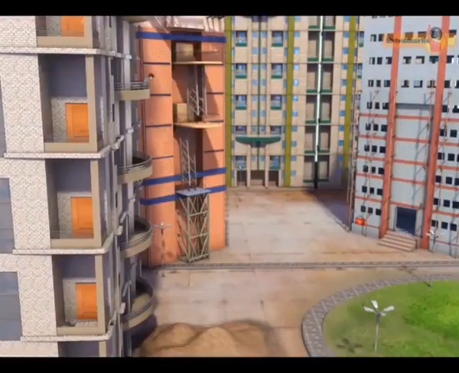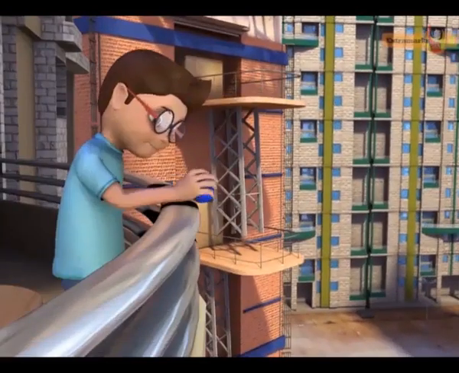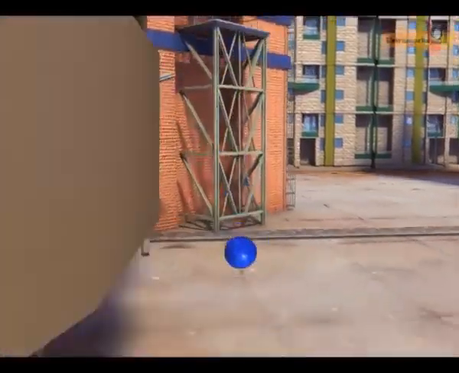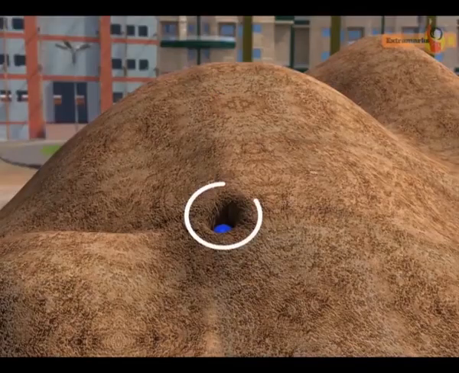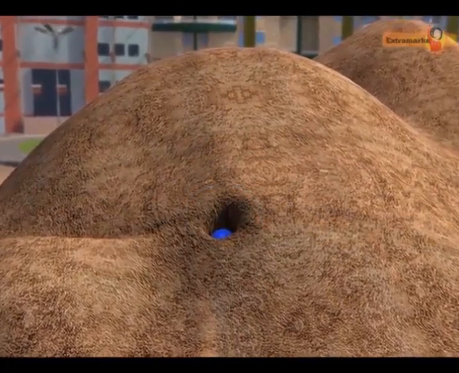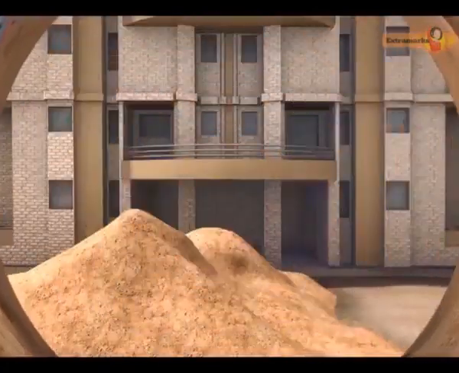Now, let us find out what happens if we take another ball of almost double mass as compared to the previous ball. When this ball is dropped on the heap of sand, we observe that again a depression is formed. This depression is deeper than the one formed by the red ball.